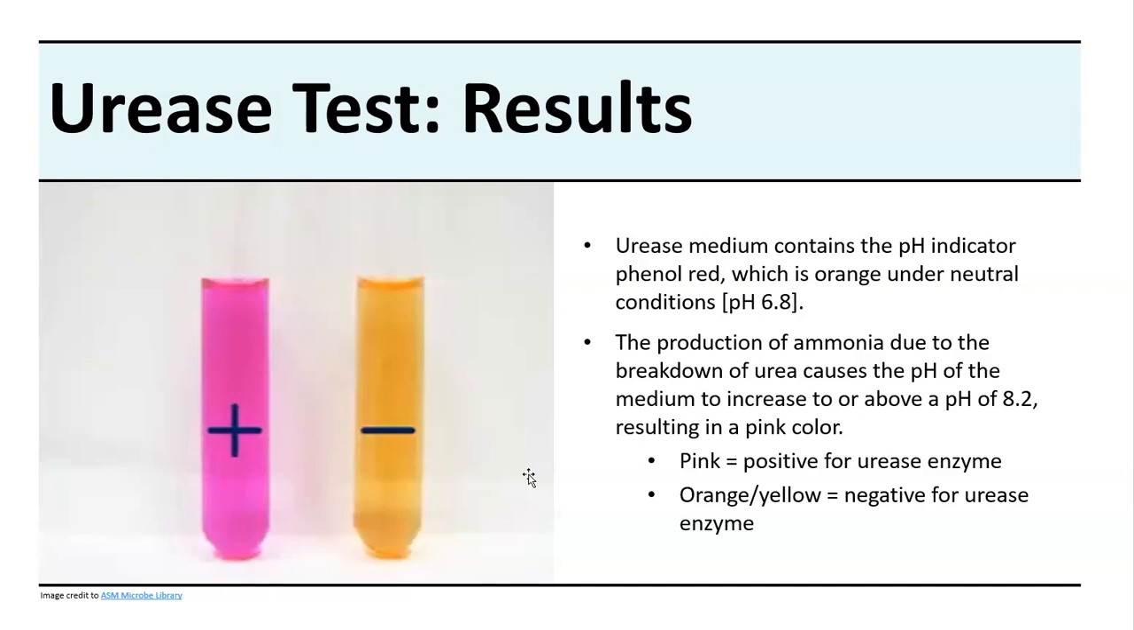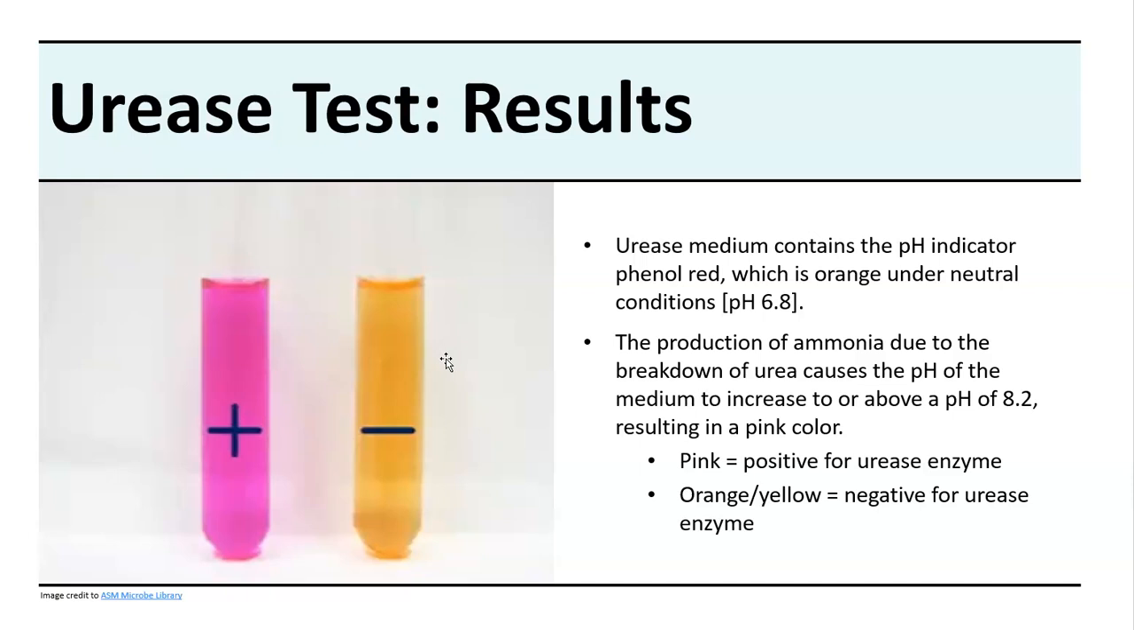So in this media, we have urea. Urea is the primary component of the media, but also within the media, there is a pH indicator called phenol red, which at a neutral pH is this orange color. So these test tubes, before they've been inoculated, are just naturally this orangish color.